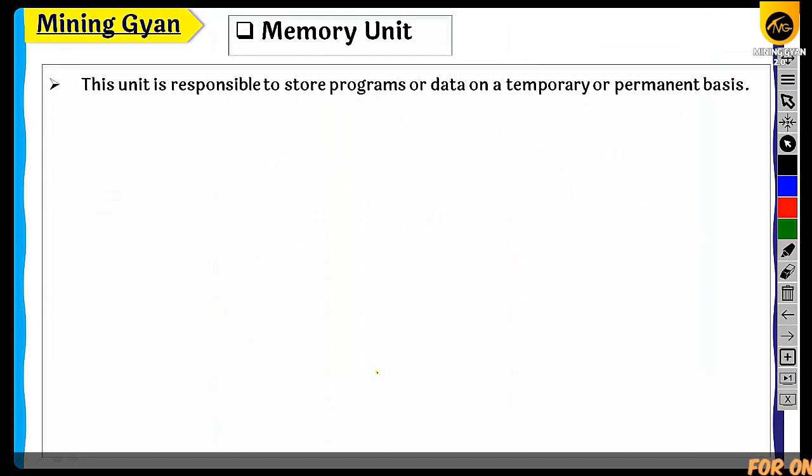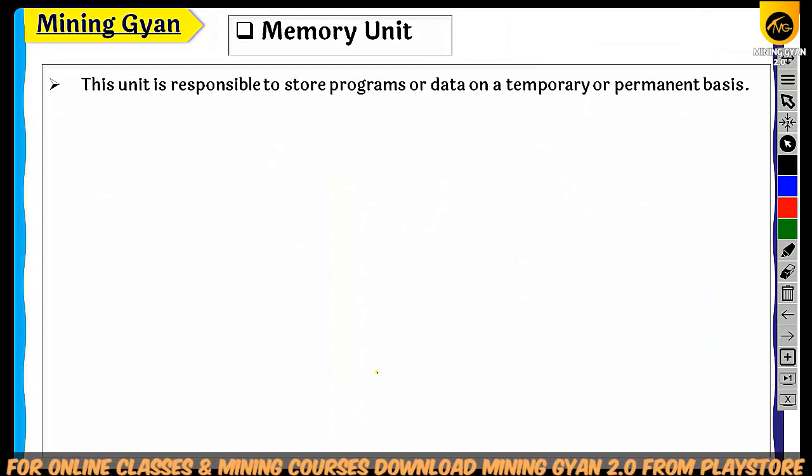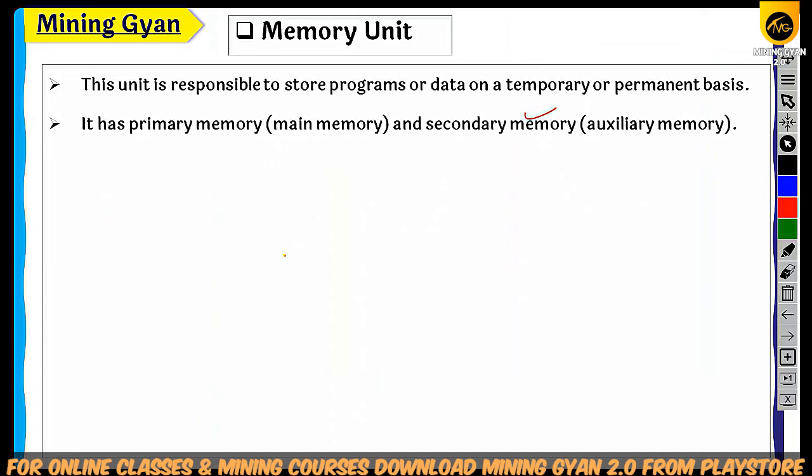Now the next one is the memory unit. This unit is responsible to store programs or data on a temporary or permanent basis. So basically after all the processing of the data, the memory unit is responsible to store all the programs, data and information according to the type of memory requirement. It creates or activates the temporary basis or permanent basis. It can store all the information after processing the data.